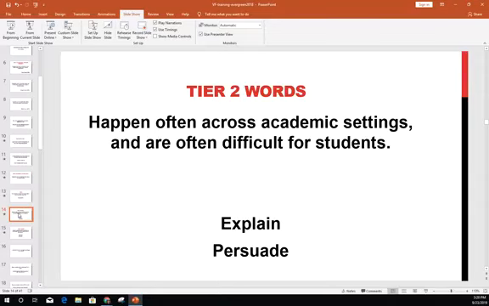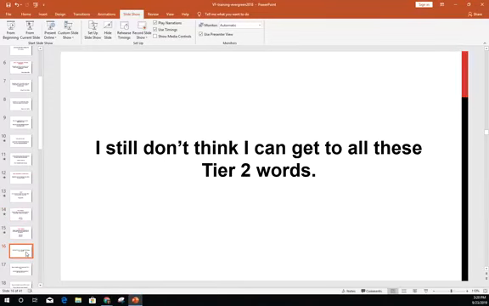But the problem with this framework when it comes to SLPs is that I did start to use it, but I ran into a problem, and a lot of other SLPs have run into this problem as well, which is that I realized, you know what? I still don't think I can get to all of these tier 2 words. And the problem with that is that you've prioritized the words, so that helps, but then there's still a lot of words. So even if you did prioritize and only worked on the tier 2 words, we still can't get to all of them. Now, teachers often have a curriculum. For example, a lot of reading curriculums have tier 2 words.